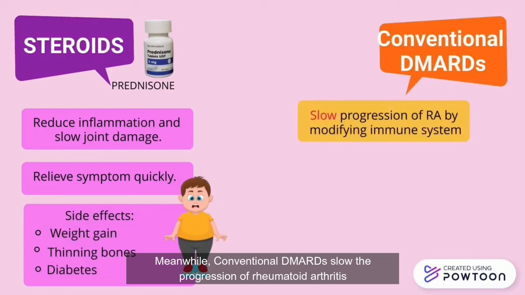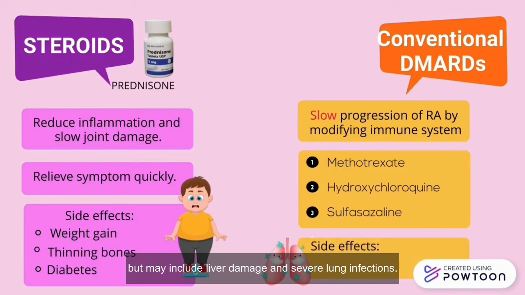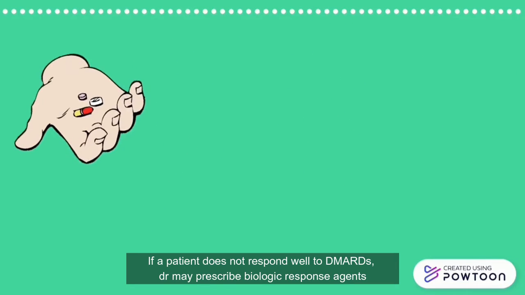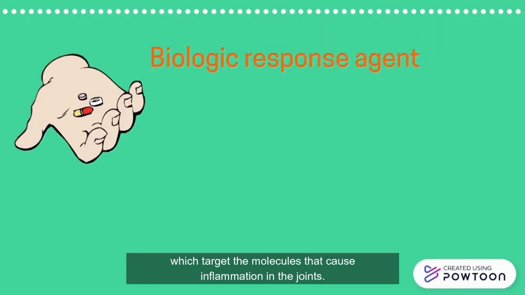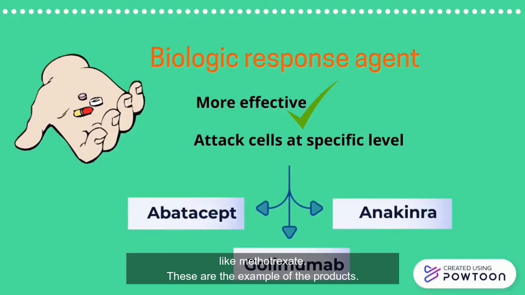Meanwhile, conventional DMARDs slow the progression of rheumatoid arthritis by modifying the immune system and save the joints from permanent damage. This is the example of common DMARDs used. The side effects vary, but may include severe lung infection and liver damage. If a patient does not respond well to DMARDs, the doctor may prescribe biologic response agents which target the molecules that cause inflammation in the joint. Biologics are more effective because they attack the cells at a more specific level. They're usually more effective when paired with a conventional DMARD like methotrexate. These are examples of the products.